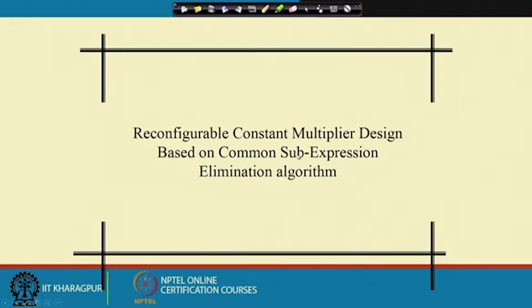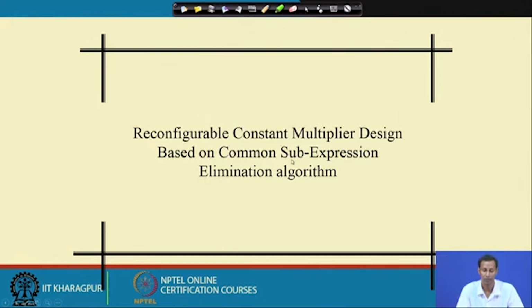So, how can we design one circuit which will be optimized, as the number is known from the beginning? Can I get the benefit of that whenever we design the multiplication operation for those DSP systems? That we will see in today's class. So, the topic is reconfigurable constant multiplier design based on the common sub expression elimination algorithm.